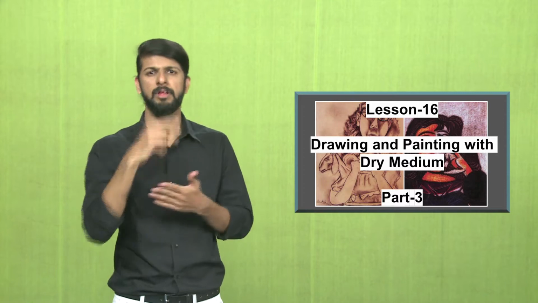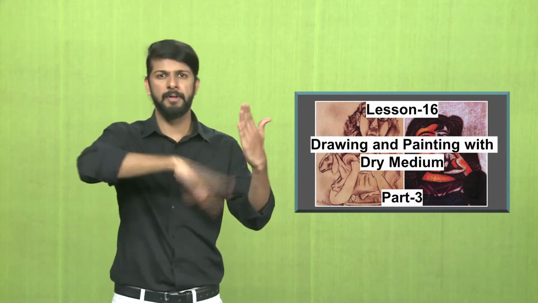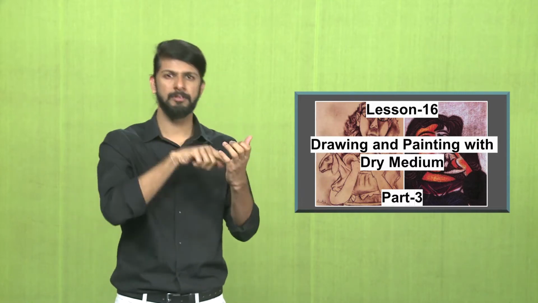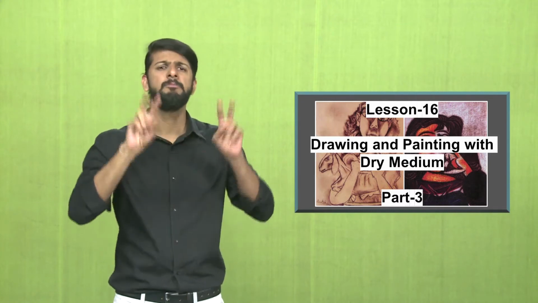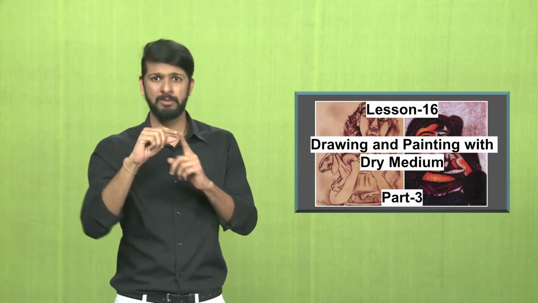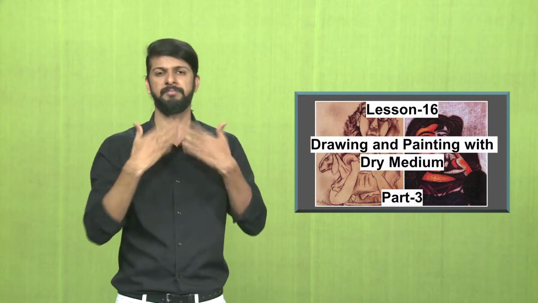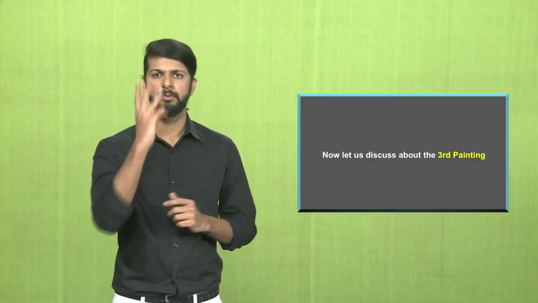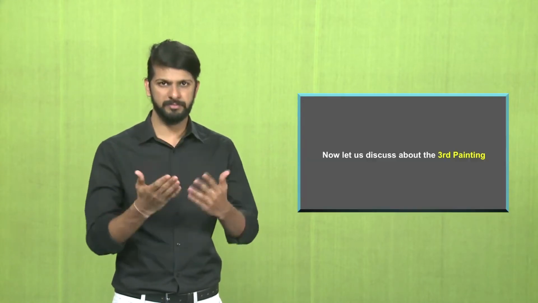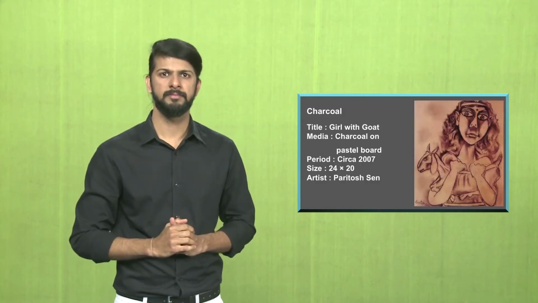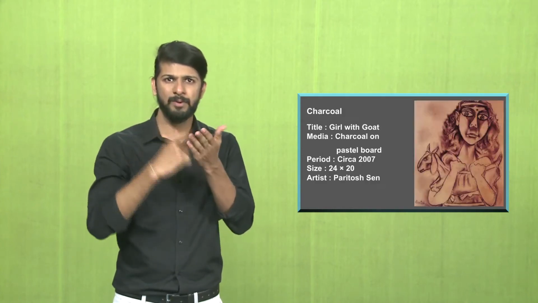This is lesson 16, drawing and painting with dry medium, part 3. Now we will discuss painting number 3 and painting number 4. Now let us discuss the third painting. The third painting is girl with goat.